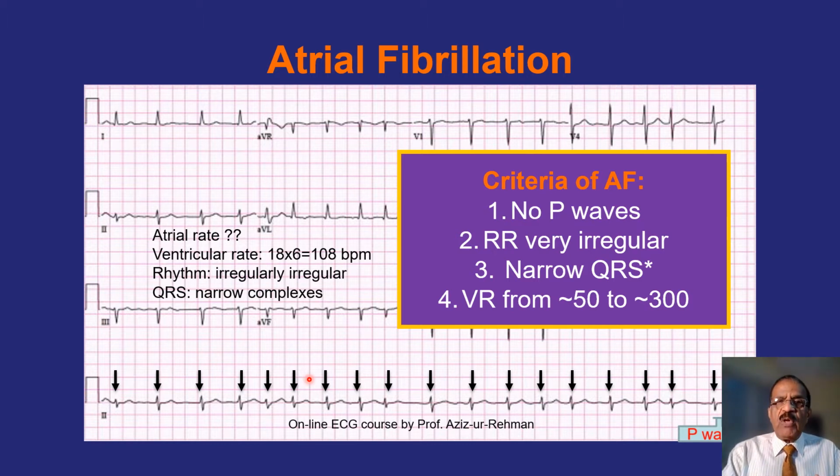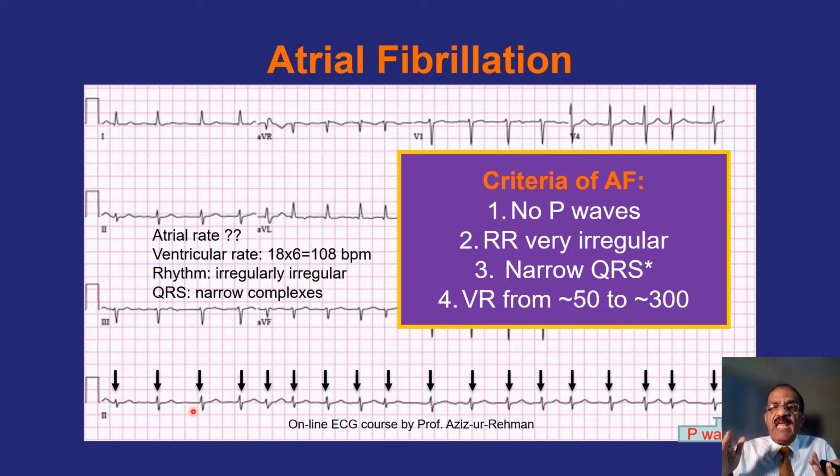RR is very irregular and QRSs are narrow, and the ventricular rate is from 50 to 300. Why so? Because it is variable. Now, if you calculate it here, it may be 300, and if you calculate it here, it may be 250, and somewhere else it may be 300.